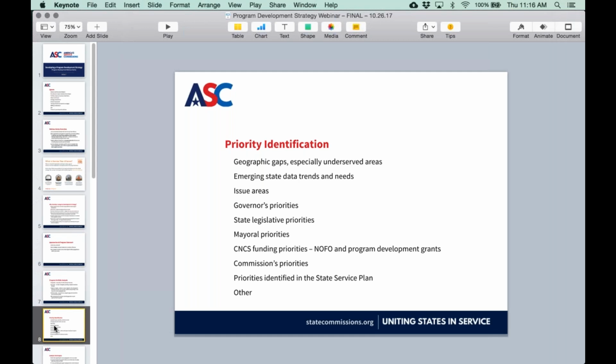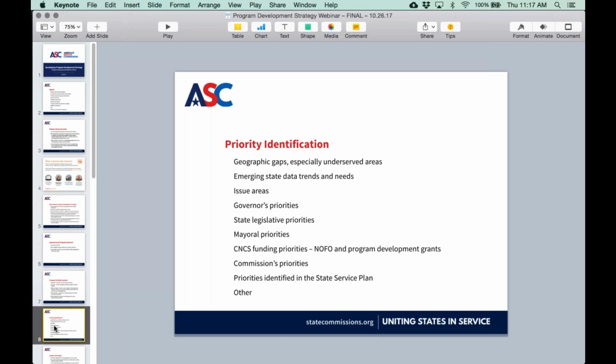Another area to think about is emerging state data trends and needs. If you're hearing about a particular data trend, such as shifting demographics in your state, or other needs that are emerging, try to better understand those so that you can develop programming around them. One interesting example of that is the Iowa Refugee Corps. This Corps was established to provide wraparound services and support to refugees coming to the state of Iowa, and it has really helped make that transition much easier for those individuals. So that was an emerging need that was identified, and a program was then developed to address it.